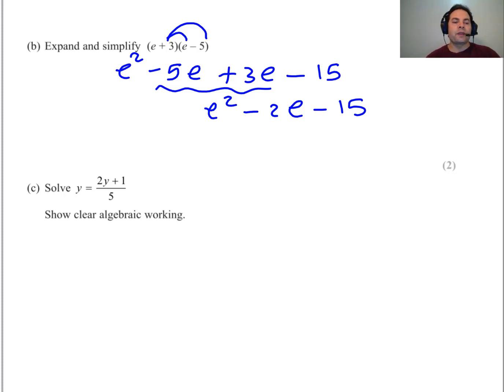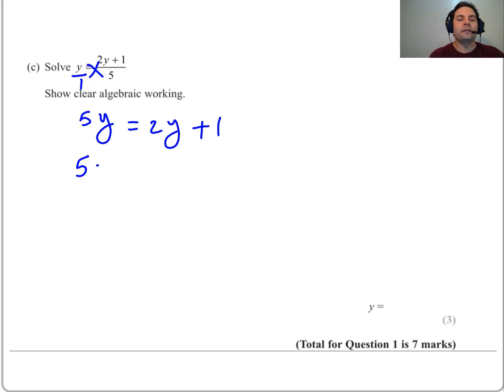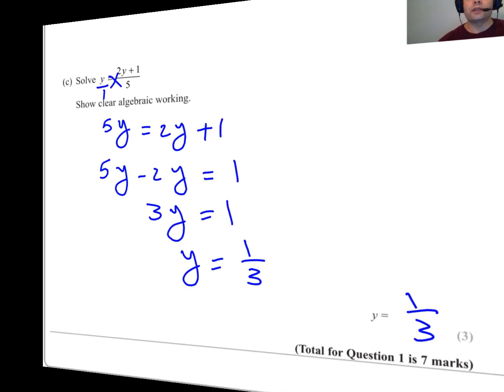Part C, solve the equation. This equation is first degree, you can multiply both sides by 5, or we can say cross multiplication. 5 multiplied by y is 5y, equal to y plus 1. You can find y by subtracting 2y from both sides. 5y minus 2y is 3y, equal to 1, so dividing both sides by 3, the answer is y is equal to a third.